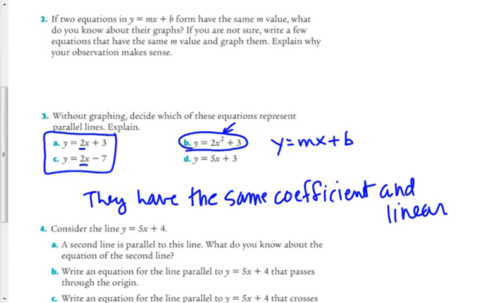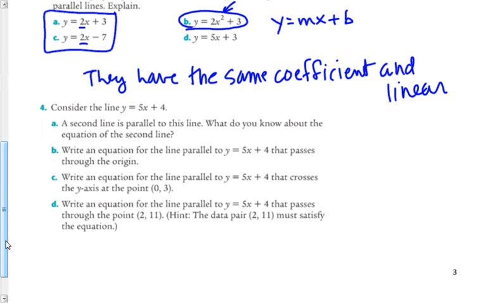Okay. All right. Next one I want to do is this problem right below it. It says consider the line y equals 5x plus 4. A second line is parallel to this. What do you know about the equation of the second line? Well, we know that if it's parallel, it'll have the same coefficient. So we know the coefficient of the second line is 5, since this one has a coefficient of 5 and this one's parallel.